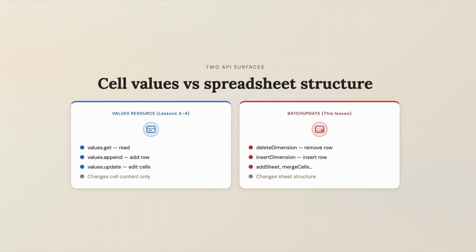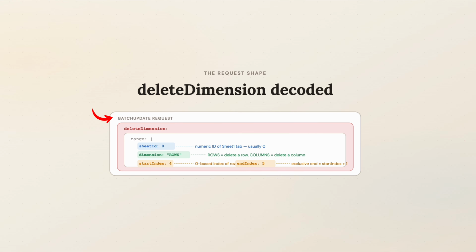Spreadsheets.batchUpdate is a general purpose endpoint for making structural changes to a spreadsheet. It accepts a list of request objects, each one describing a specific structural change. The request type we need is deleteDimensionRequest. So the key shape of the request looks like this. We have the spreadsheets.batchUpdate and we pass in the request. And in the request, we have a deleteDimension where we specify the numeric sheet ID, the index of the row to delete, and all that.